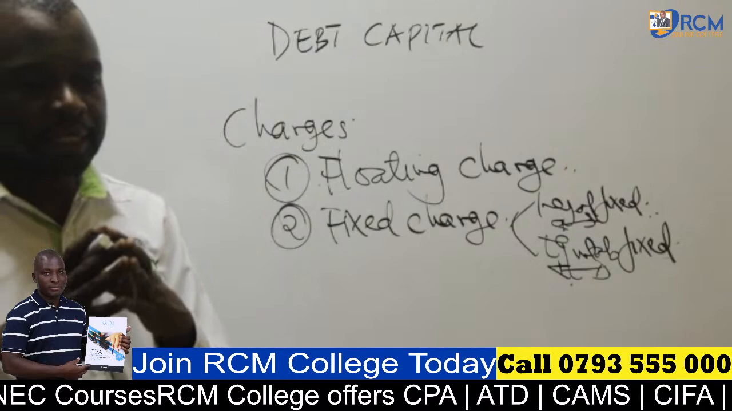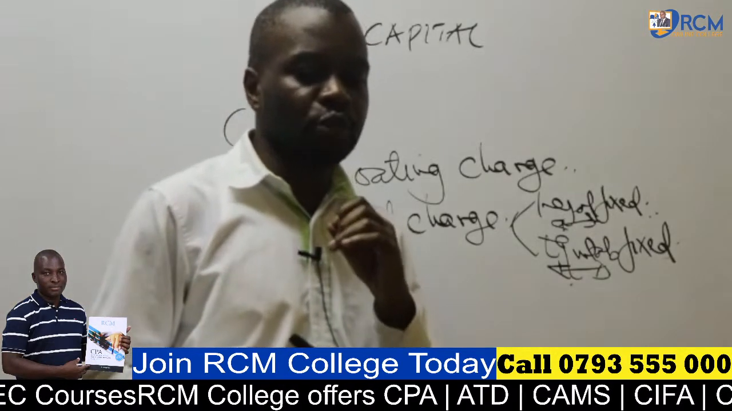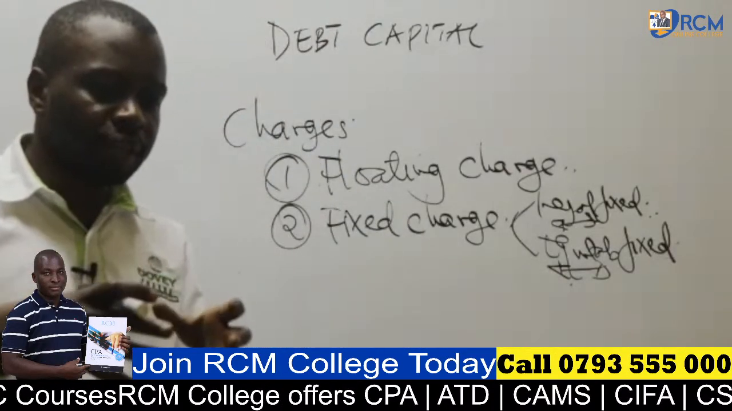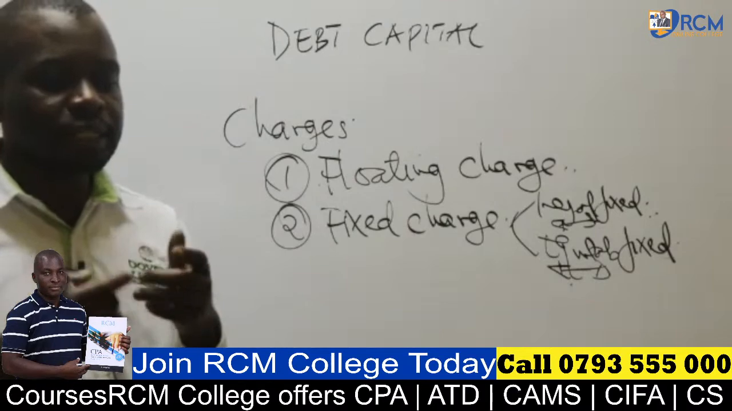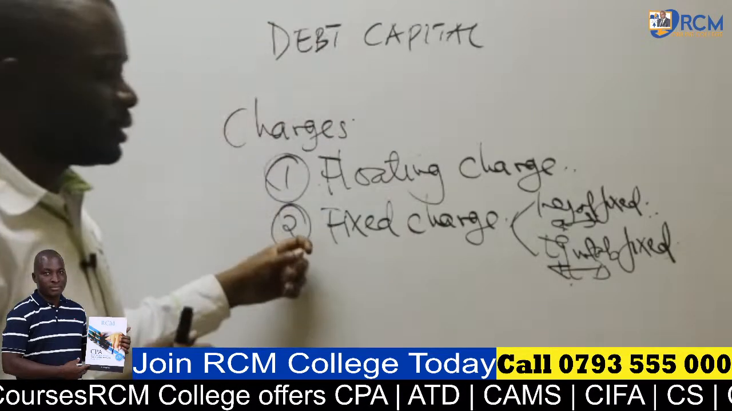When you do that, that is now the event that is causing this particular charge now to settle. When you basically do that, you are going specifically for the asset. So now it will basically change. It will crystallize and actually become a fixed charge.